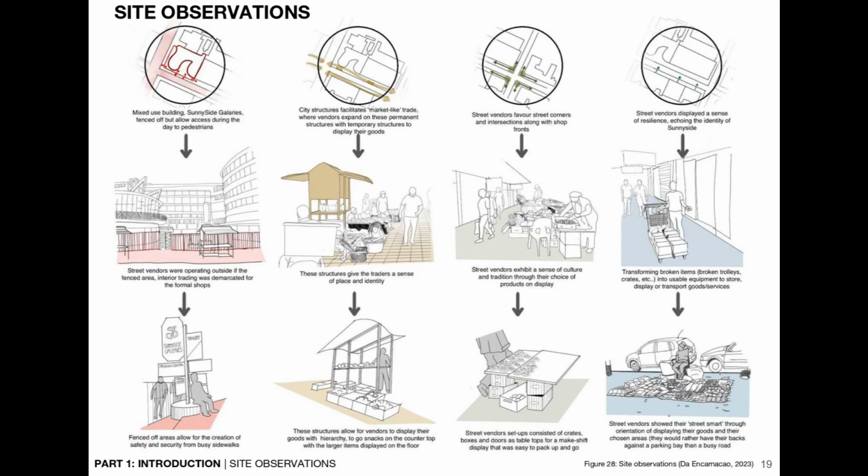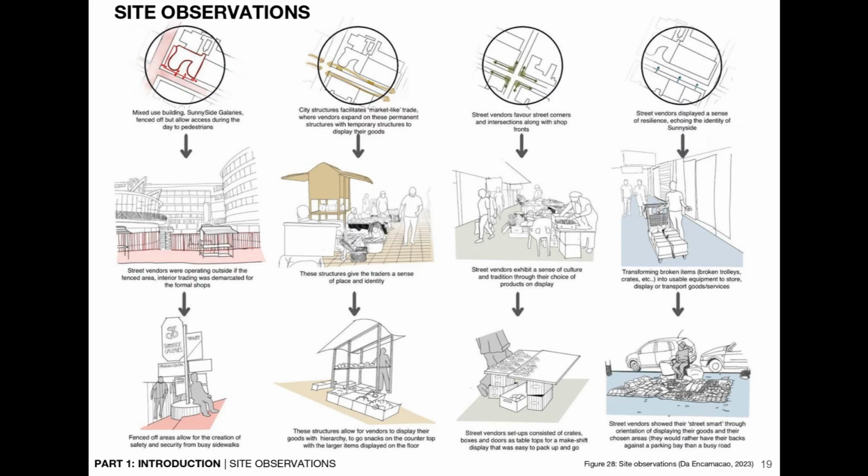The second observation was that of the structures the city implemented for the street traders. These structures, though not designed or placed according to the way traders use space or trade, gave the traders a sense of place and identity, allowing them to make the space their own, even just for the day. The third observation is the street corners that are populated with street vendors. This allowed them to present their items to more foot traffic.